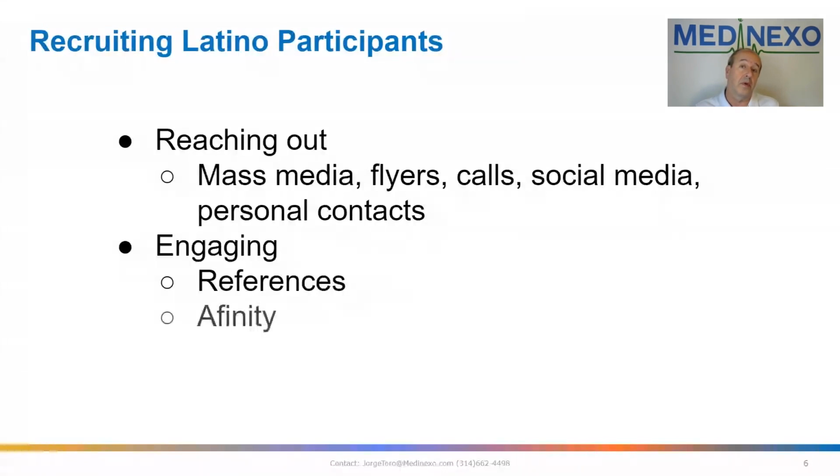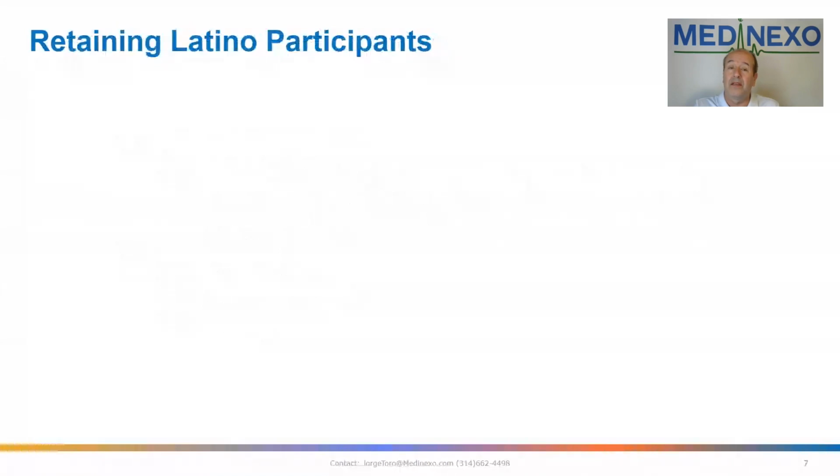Another component that's very significant here in engaging is affinity. How much do you know them, how much do you know them through others, through references, how much do you have in common with them so that they feel comfortable engaging in a clinical trial. So these are the components of recruiting that are important to keep in mind. Now, retaining those Latino patients has a lot to do with comfort factors.